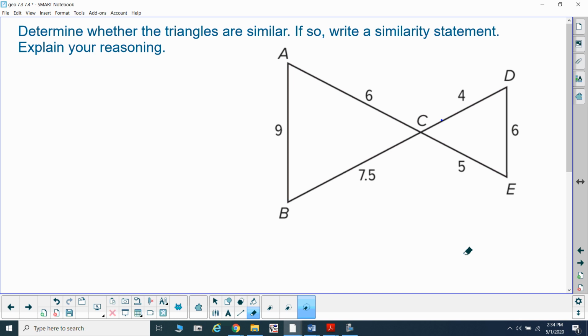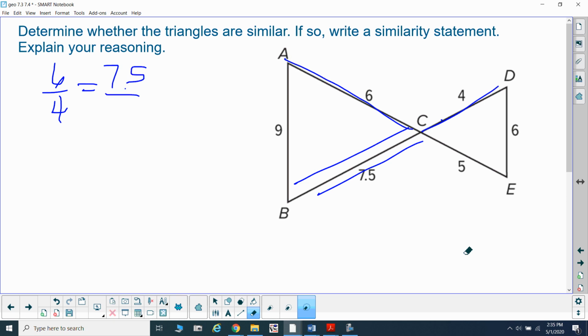If we go with the sides, I have to find, I'm going to put the smallest side over the smallest side of the other triangle. Is that equal to the medium side over the medium side? And is that equal to the longest side over the longest side? And so what we do is we just plug those in.